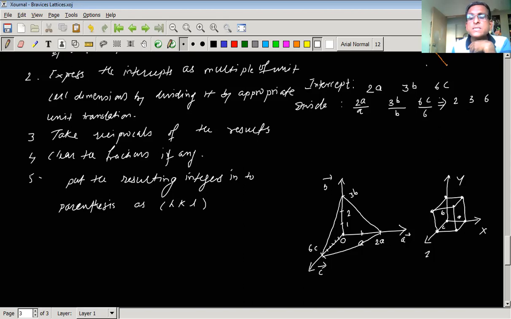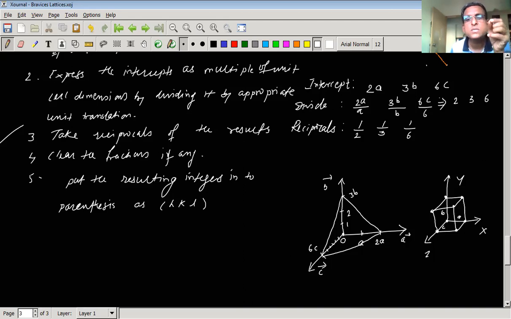Now after having these intercepts of the plane, the third step is to take the reciprocals of the results. Whatever result we have got, we have to take its reciprocal. So what will the reciprocals be? 1/2, 1/3 and 1/6. So these are the reciprocals. Now here we have come across fractions. All these reciprocals are fractional numbers.